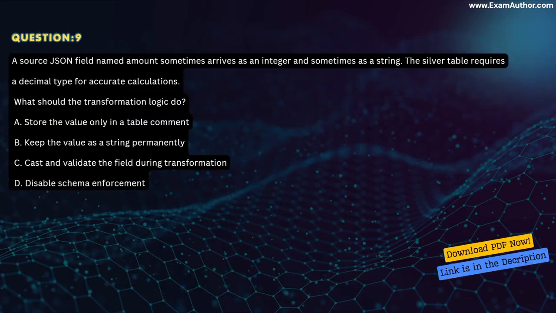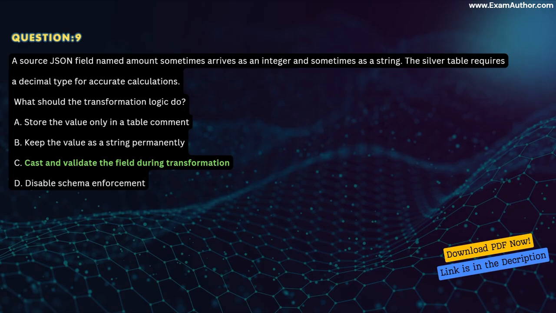Question 9. A source JSON field named amount sometimes arrives as an integer, and sometimes as a string. The silver table requires a decimal type for accurate calculations. What should the transformation logic do? A. Store the value only in a table comment. B. Keep the value as a string permanently. C. Cast and validate the field during transformation. D. Disable schema enforcement.